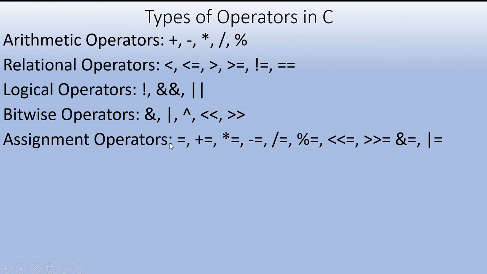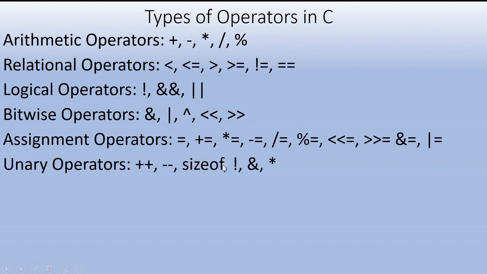Assignment operator: the usual assignment operator and then the shorthand notation, the augmented assignment operator. The unary operators, which require only one operand. The incrementation, decrementation, which combines both the post and the pre. The sizeof operator, the logical not. This will be the address of operator, and this is a dereferencing operator to retrieve the contents of the memory that the pointer is pointing to.